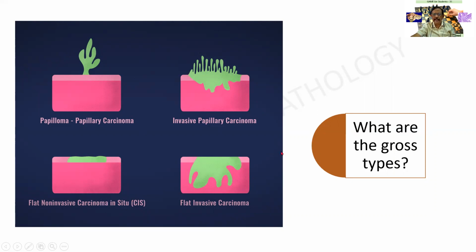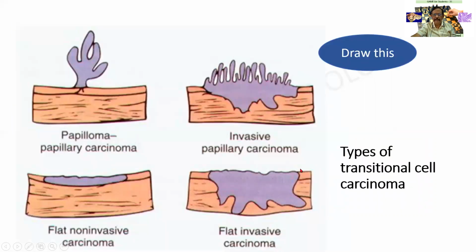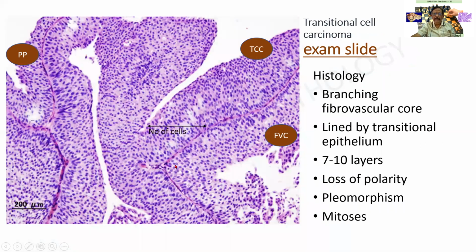So these are the gross types which I'll just recollect. So this is described here. I would like the people to draw this diagram. The slide can be kept for you in the examination.